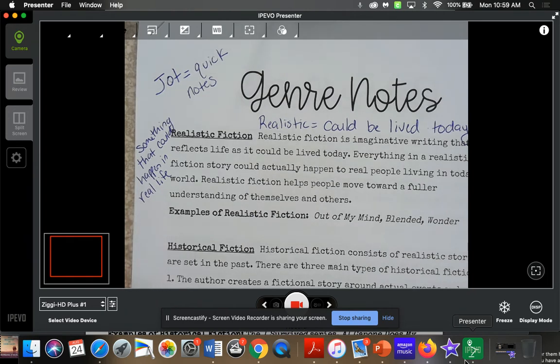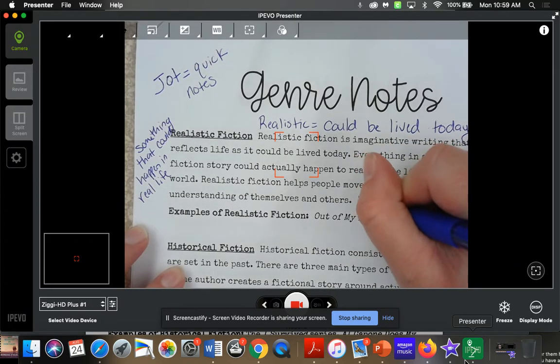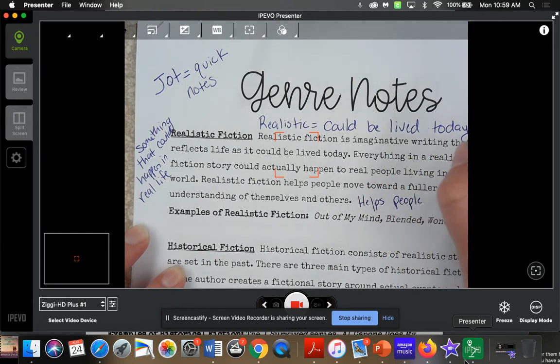Realistic fiction helps people move toward a fuller understanding of themselves or others. So what is realistic fiction teaching you? It's helping you do what? Understand. Yes. Okay. So, helps people better understand themselves. Mrs. Kane, I think we're going to do one more together.